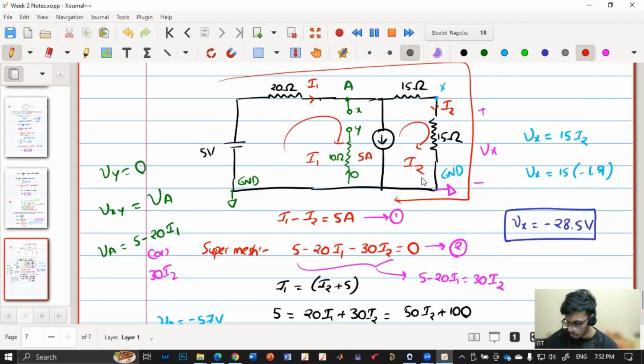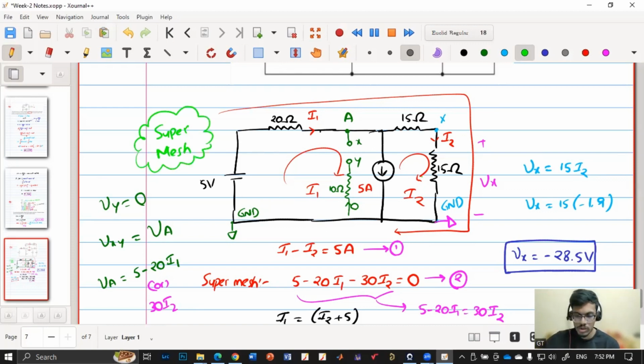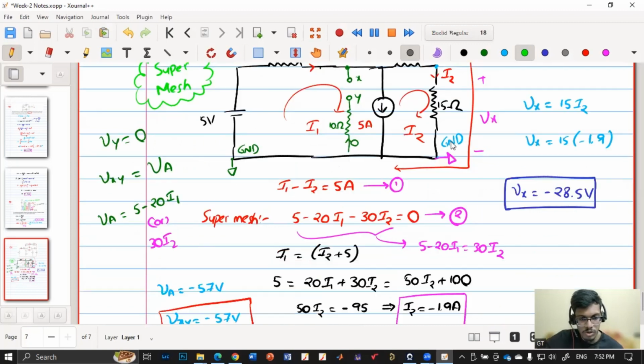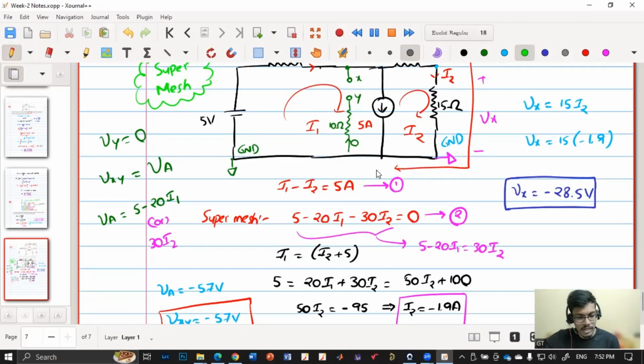Now this is a problem of Supermesh. We have realized that this is a problem of Supermesh. Then whatever we have discussed today, we have applied that and we have solved that equation. We got I1, we got I2, and from I1, I2, we were able to solve whatever is asked in the question. So whatever voltage we are getting, it is minus 57.